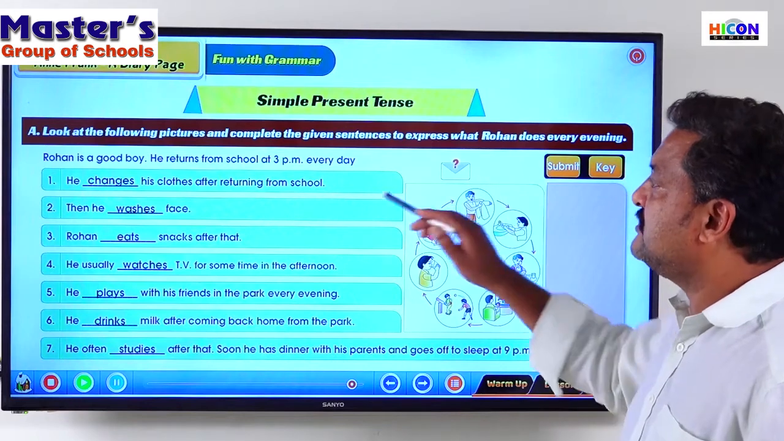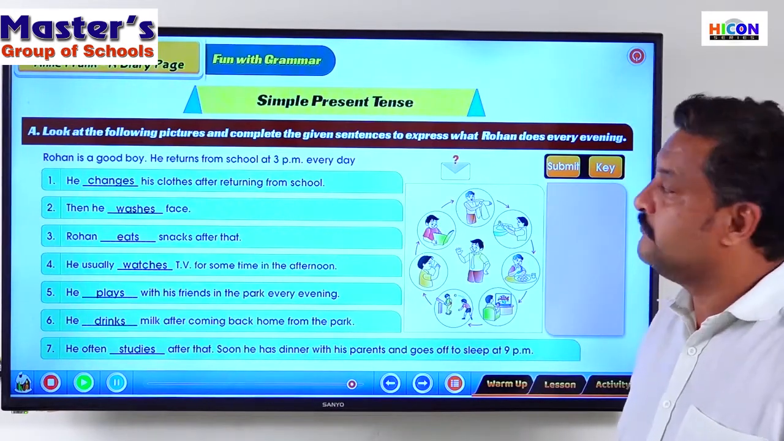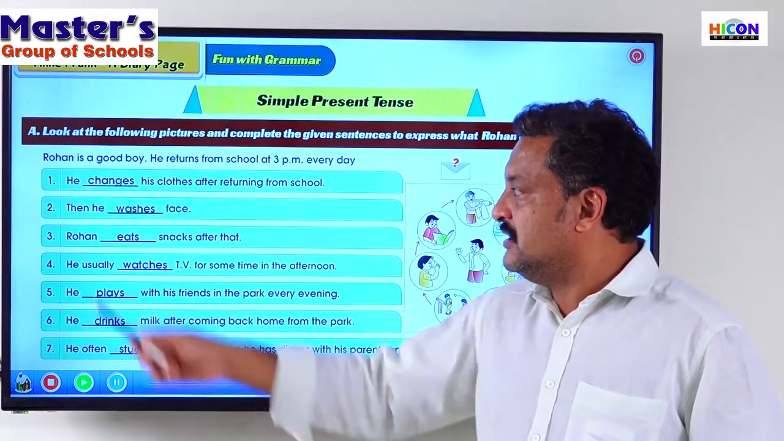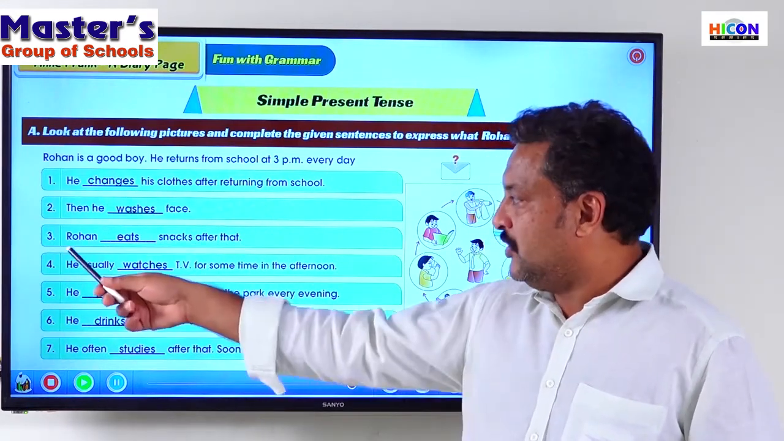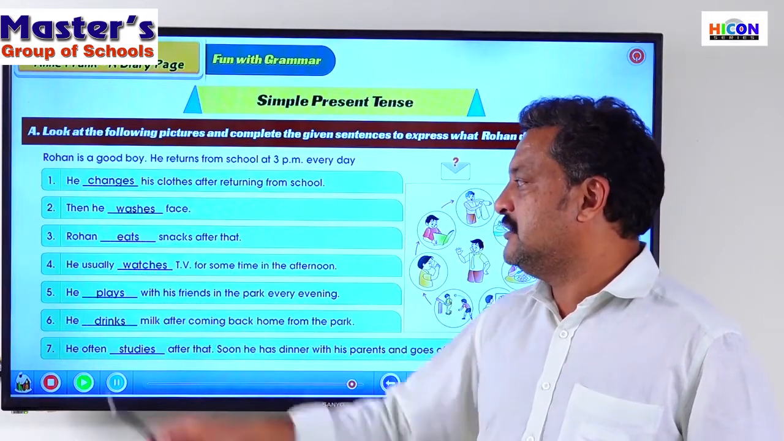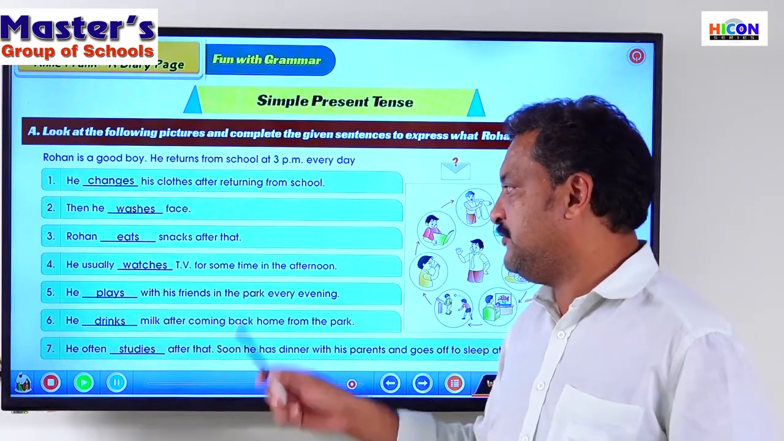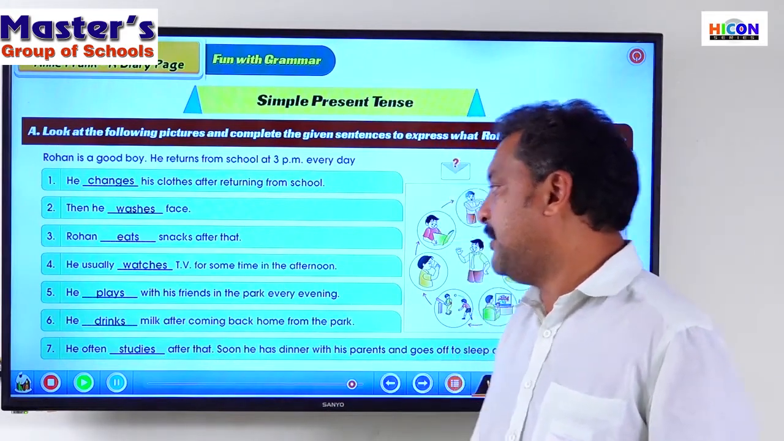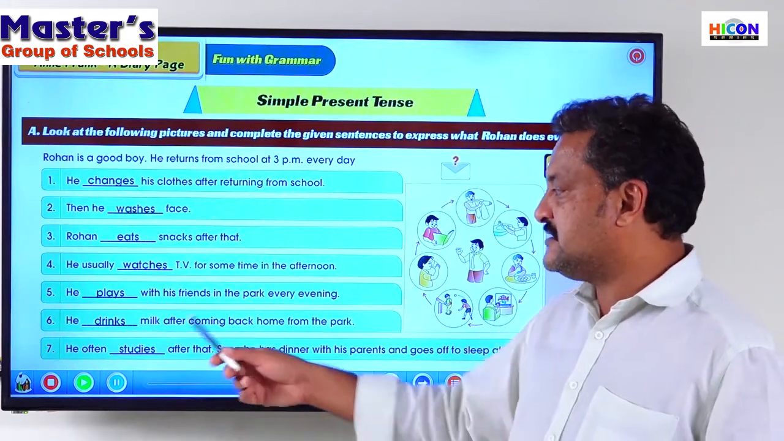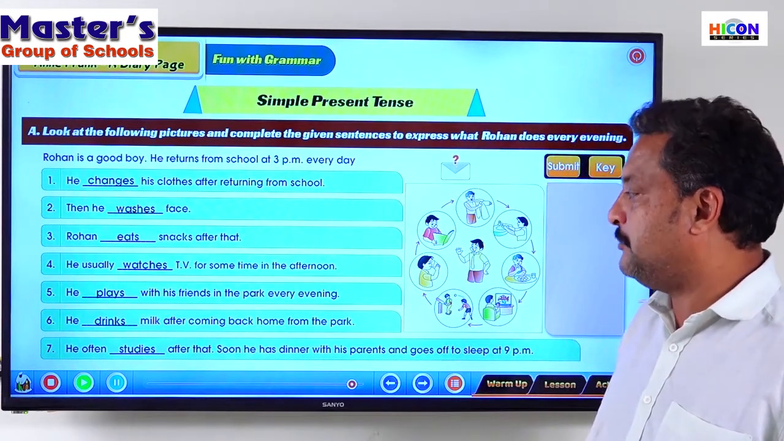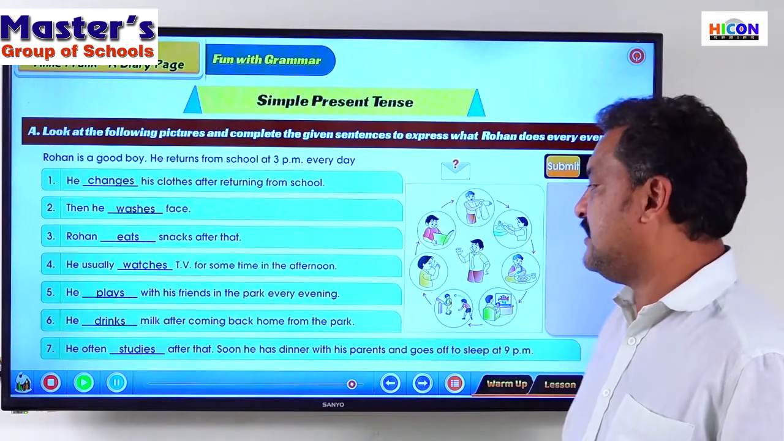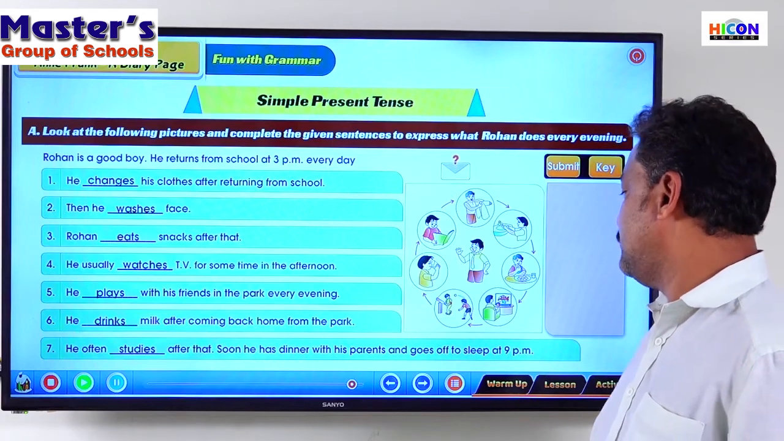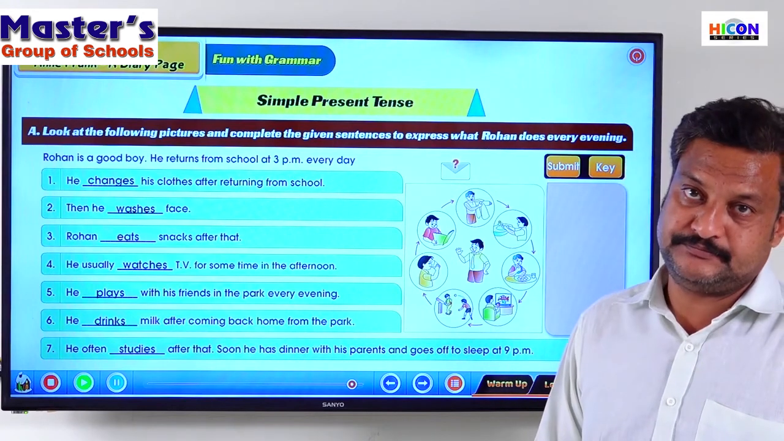So he will be back from school at 3 p.m. every day. Then he changes his clothes after returning from school. Then he washes his face. Rohan eats snacks after that. He usually watches TV for some time in the afternoon. He plays with his friends in the park every evening. He drinks milk after coming back home from the park. He often studies after that. Soon, he has dinner with his parents and goes off to sleep at 9 p.m.